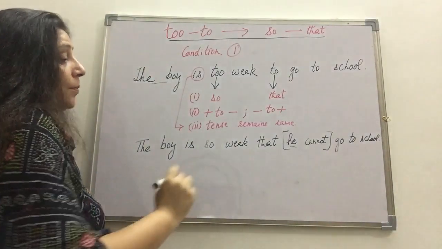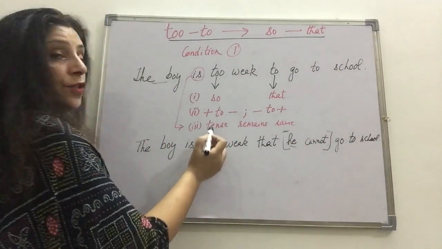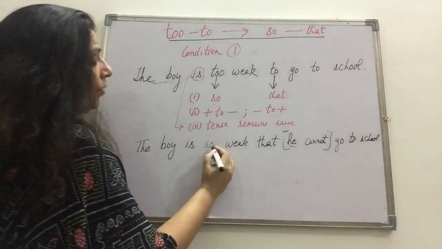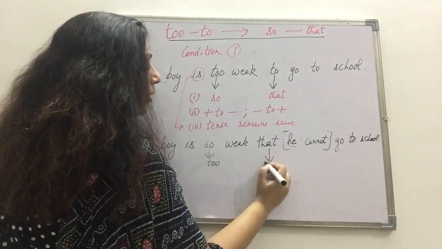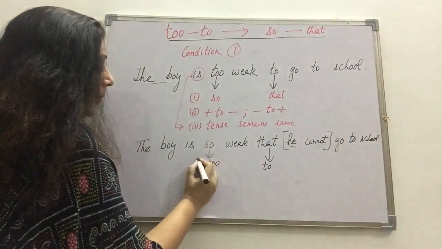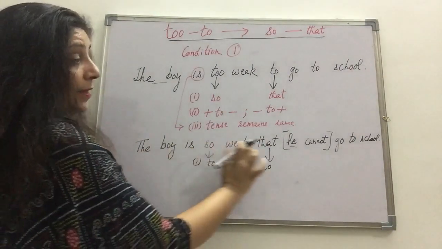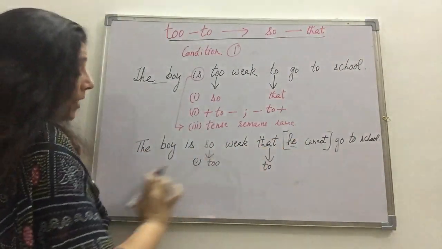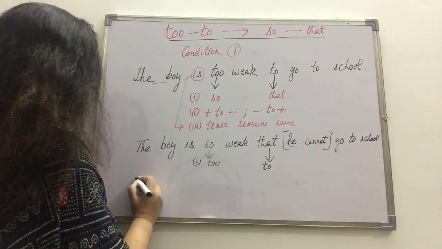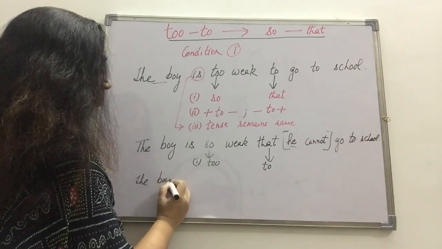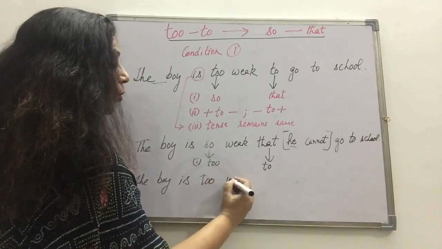Remember this. Now, supposing you get this as a question, and you are asked to change back to this sentence. So, how will it be changed? This will go into too, this will go into to. Rule number 1. Rule number 2, positive will go to negative, negative will go to positive. So, the given sentence is negative. That means this answer will be changed into positive. Number 3, the tense remains the same. So, what will be the answer? The boy is too weak.